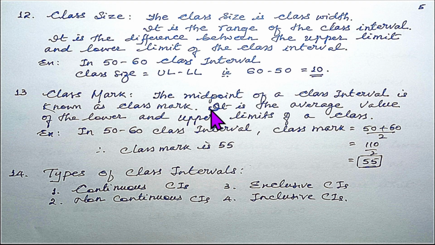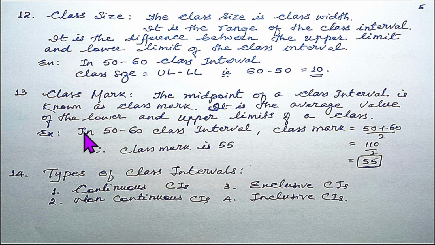Now the class mark. The midpoint of a class interval is known as the class mark. It is the average value of the lower and the upper limits of a class interval. For example, if you take the class interval 50 to 60, then the class mark is 50 plus 60 divided by 2, and that is 55. Therefore, remember what class intervals, class size, and class mark are. Very, very important, at least when we start learning about the grouped frequency distribution table later.